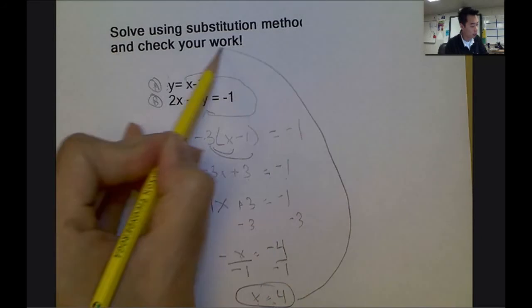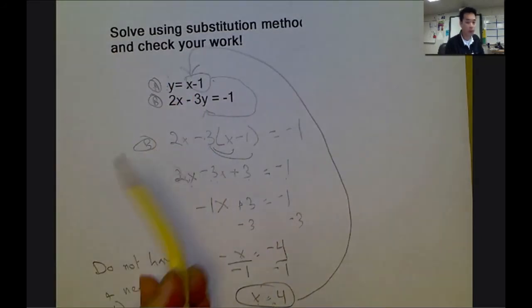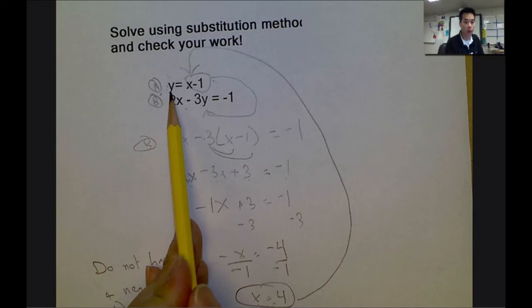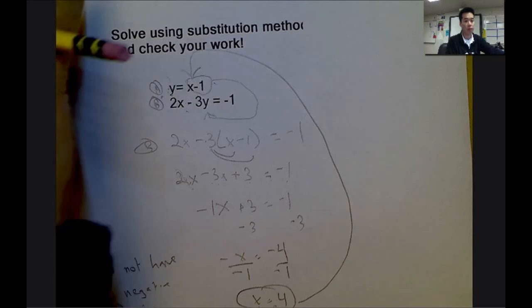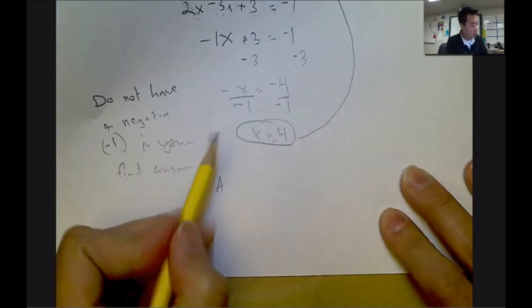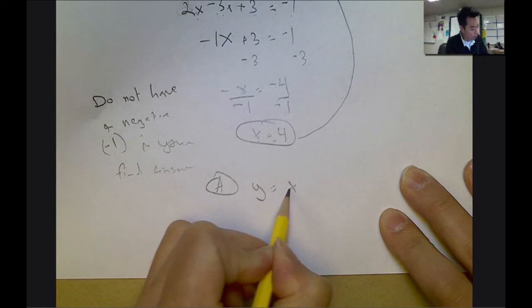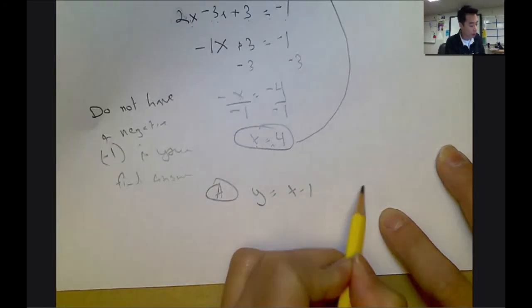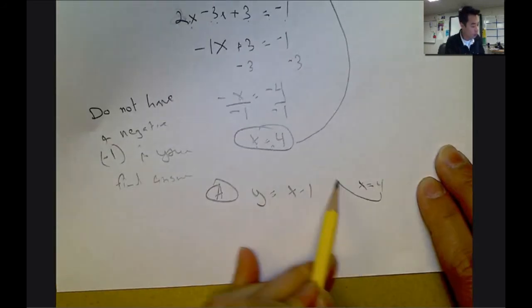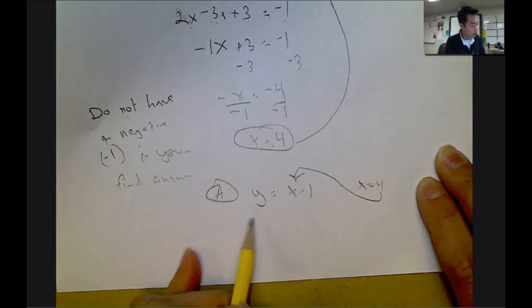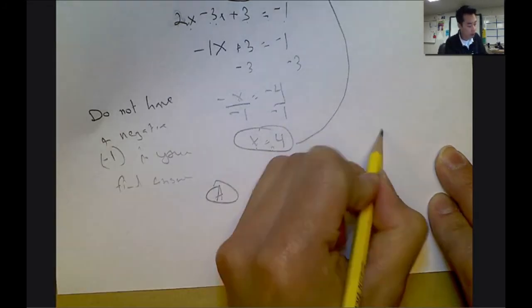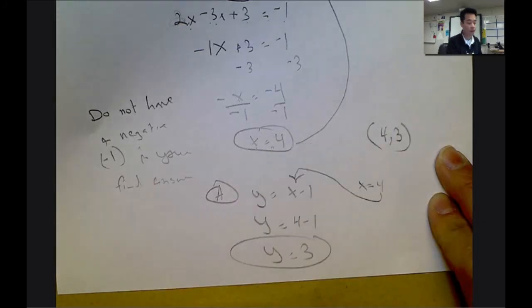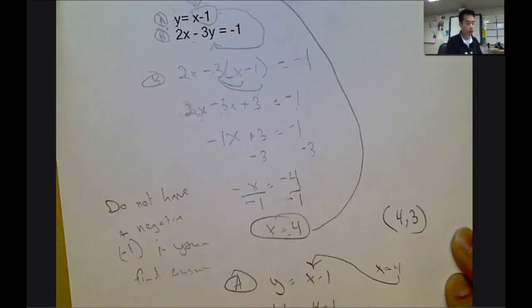So I'm going to put it into this one. Since I played with this one already, I'm going to substitute 4 back in for equation A because y is by itself. So here's my equation A. Equation A says that y is equal to x minus 1. And I already know that x is equal to 4, so I substitute it back in. I get y is equal to 4 minus 1. I get y is equal to 3. And my ordered pair here is (4, 3). Not finished.